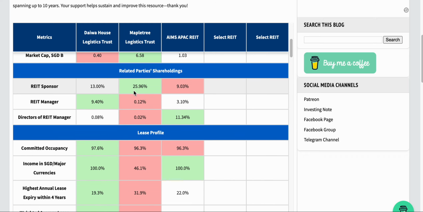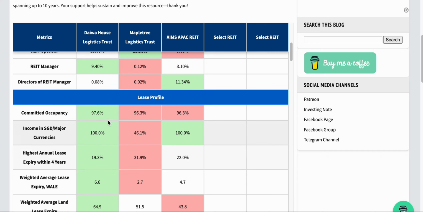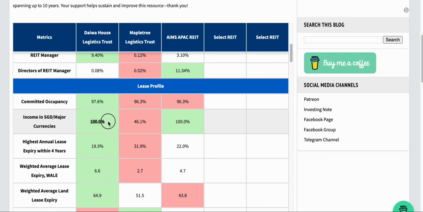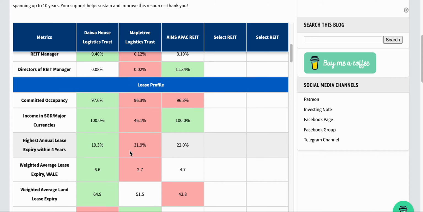Okay, REIT sponsor. Mapletree Logistics looks like the one that owns the most of this REIT, right? Occupancy, actually it has the best occupancy, right? So income in SGD over major currency. Somehow their income, either they hedge to SGD or what, it looks like their income is actually in SGD, right? I hope this is correct. But if that is the case, then Daiwa Logistics House will be quite interesting. That means they don't have FX risk, maybe because they hedge their income, right? I'm not very sure. I need to look at their PowerPoint slides, assuming I have the time.